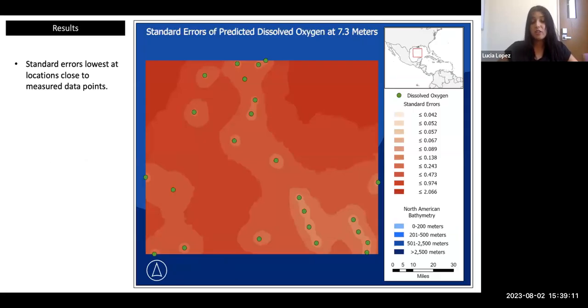And I wanted to look at the standard errors. You can change the symbology on the output file to show standard errors. And so standard errors are lowest at locations closest to known data points. And this is really intrinsic to spatial autocorrelation, where data points that are closer together are going to be more alike. And so the model, in predicting values at unknown locations, is able to have more confidence when the data points are closer together.